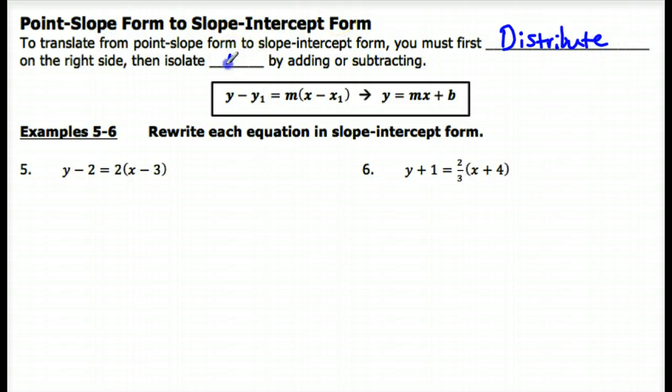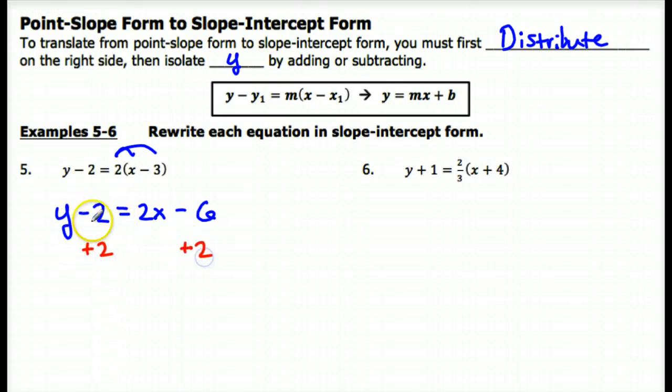And then finally we're going to isolate y by adding or subtracting. So number 5 here, we have y minus 2 equals 2 times the quantity x minus 3. The first thing we want to do is distribute this 2 to get the equation y minus 2 equals 2x minus 6. From there we can isolate y by adding this 2 here on both sides. That's going to give me y equals 2x minus 4.